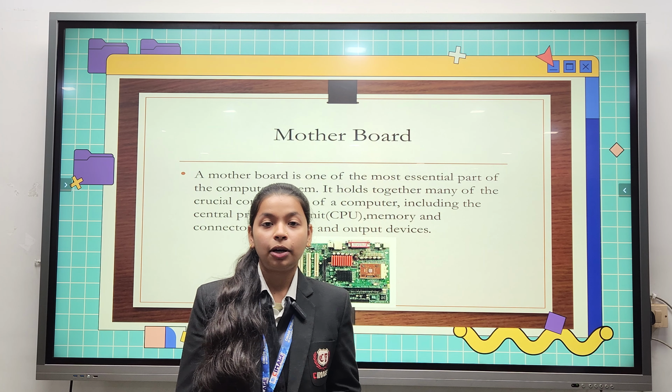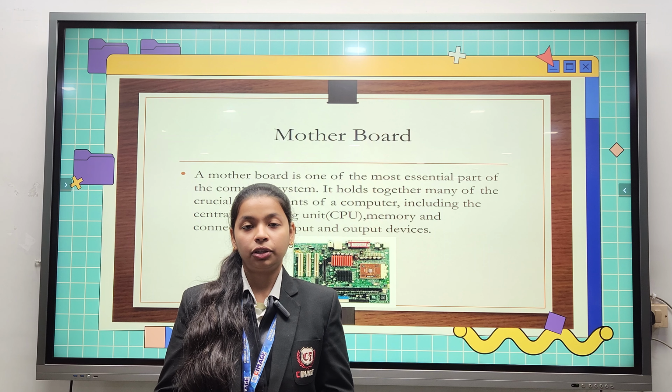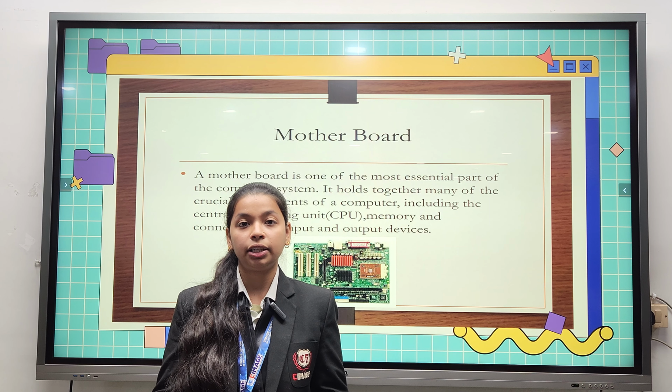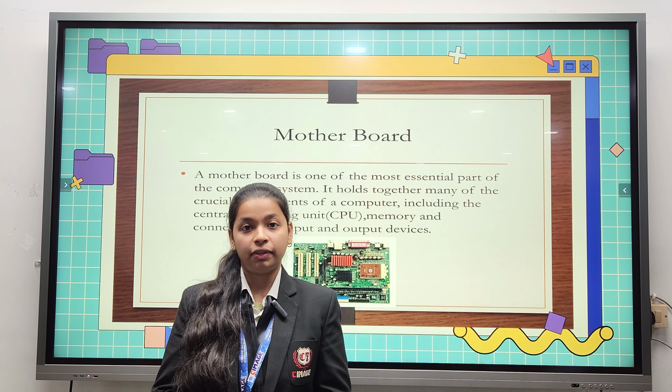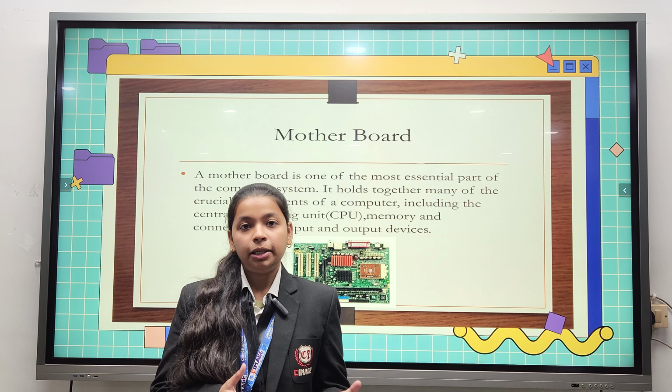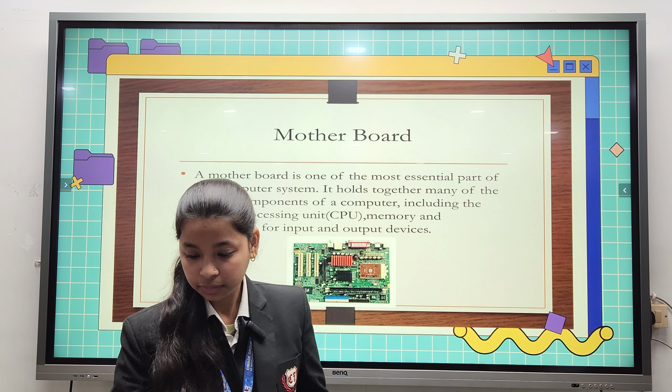So here is something about the motherboard. The motherboard is one of the most essential components of your computer system. It holds together many crucial parts like the CPU, memory, and connectors for input and output devices. Motherboard functions are important for the proper working of your computer system.